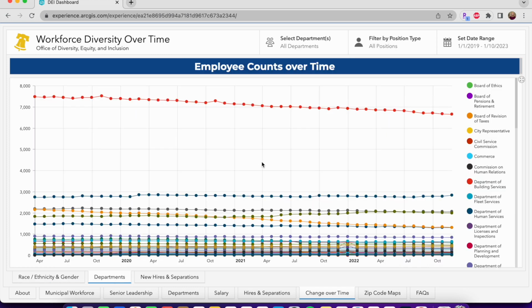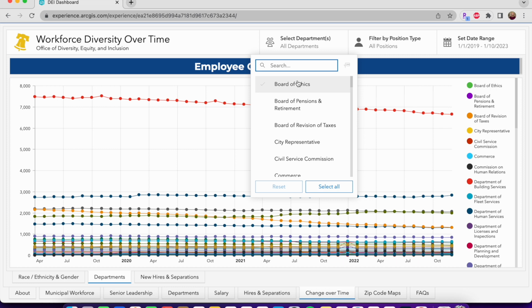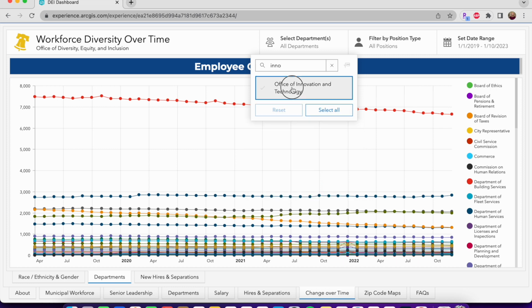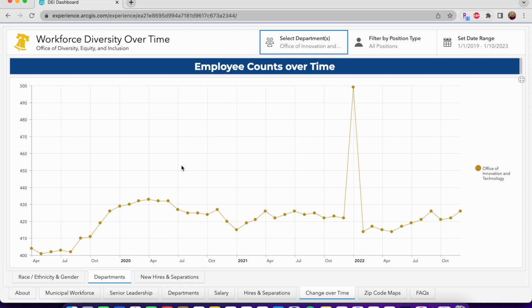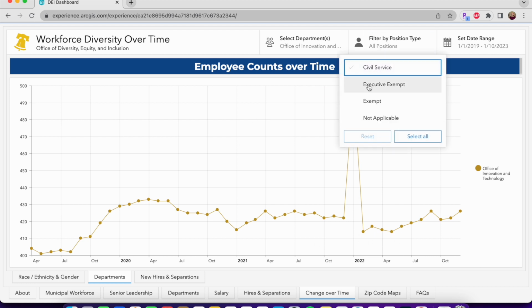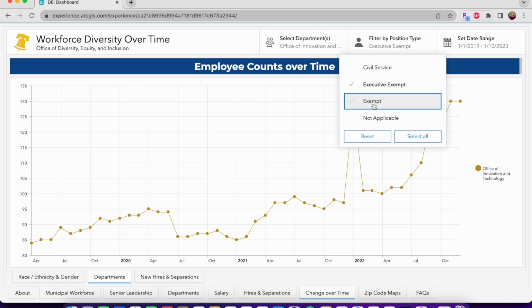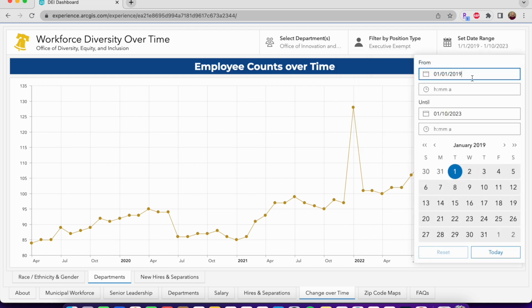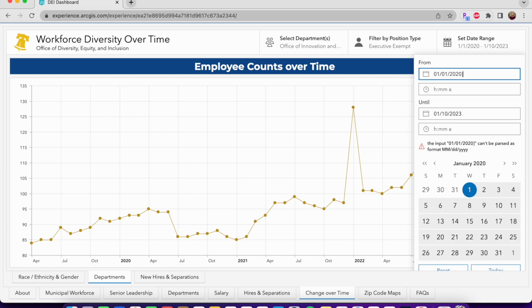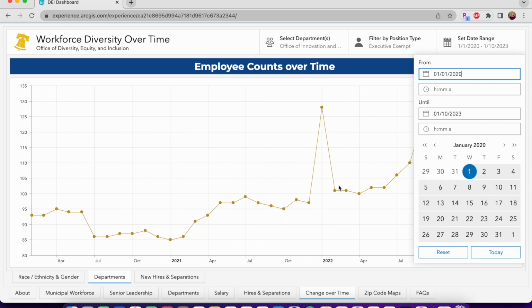We can also look at just the overall count of departments over time. It's much easier to go in and select specific departments. So if we want to look at innovation and technology, we can see the count of employees throughout the COVID-19 pandemic. And there was a large spike here in 2022, and then going downward. We can also filter by position type if we just want to see maybe executive exempt employees. And you can also change the date range as well if we, for example, only wanted to see data starting in 2020 and going forward to today.